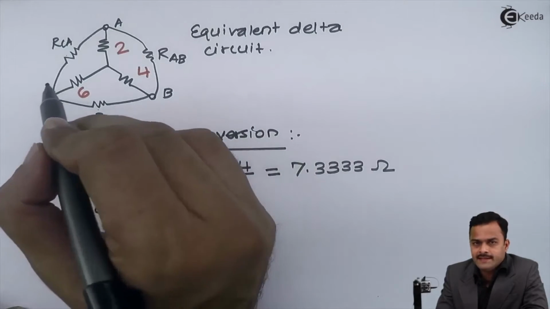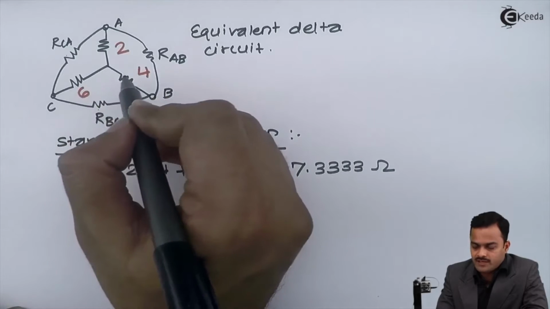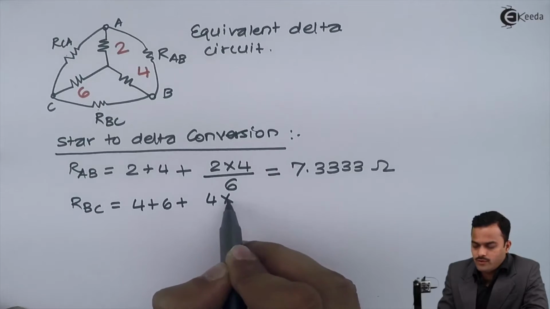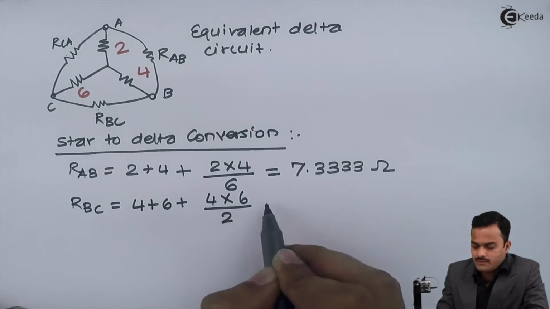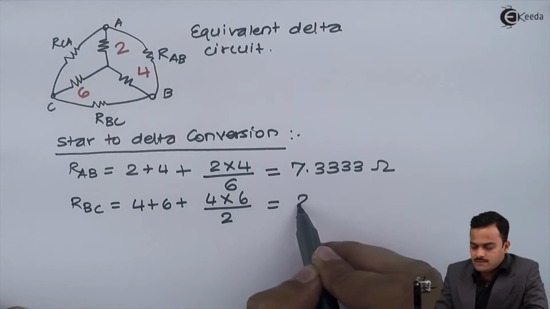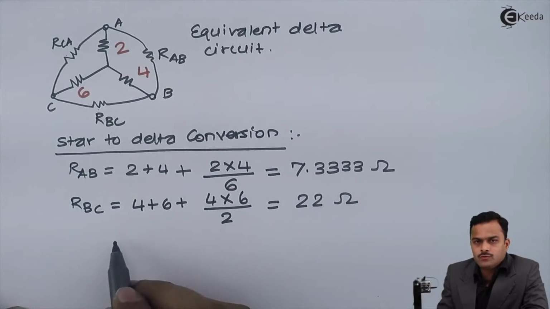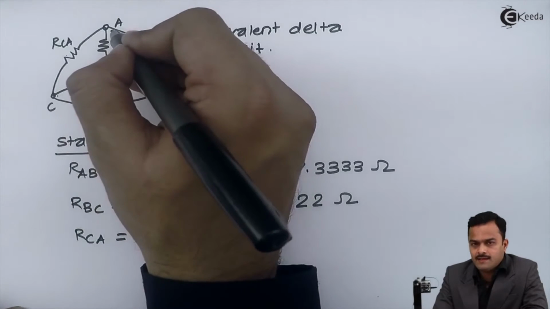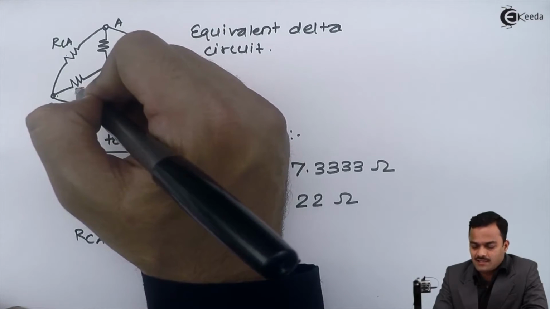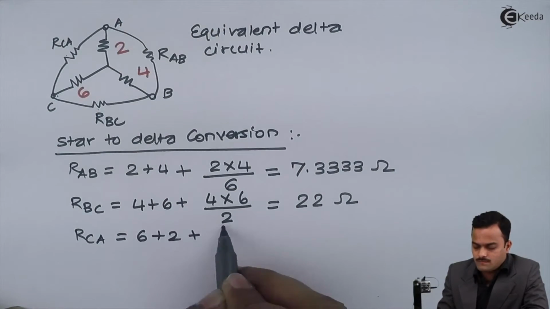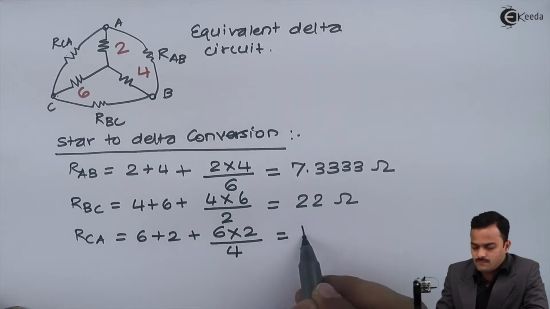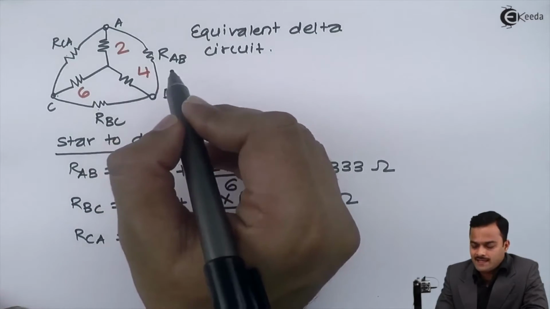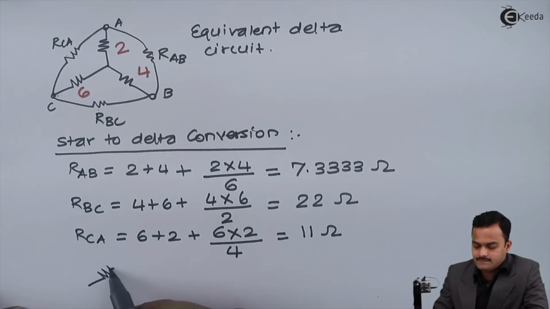Similarly, RBC. Between B and C, initially in star, 4 ohm and 6 ohm were connected. So 4 plus 6 plus 4 into 6 divided by 2. If I solve, I'll get an answer of 22 ohm. And in the third case, RCA, between C and A, the resistors which were connected in star were 6 and 2. I'll get 11 ohm.